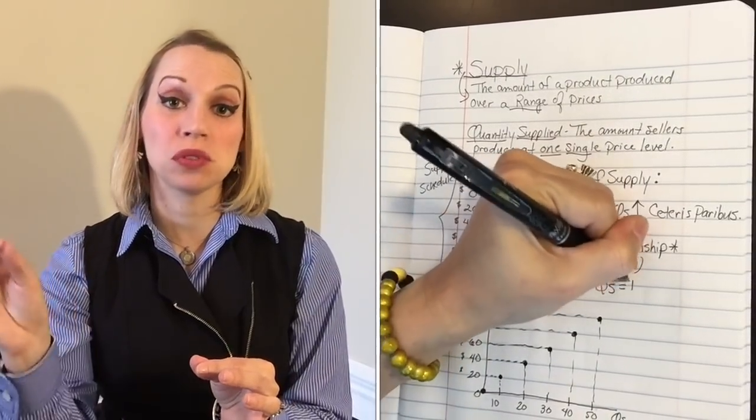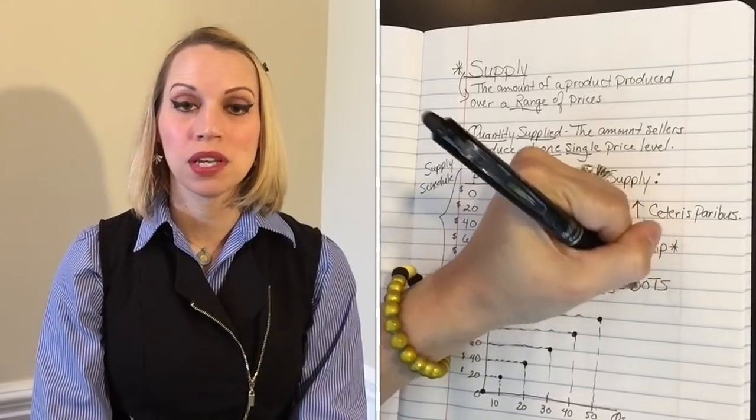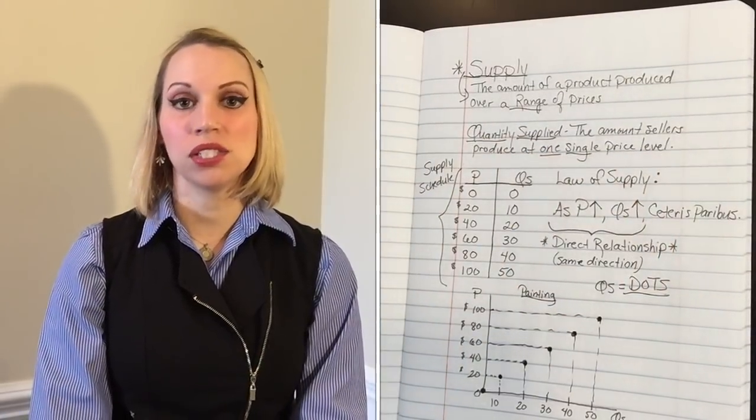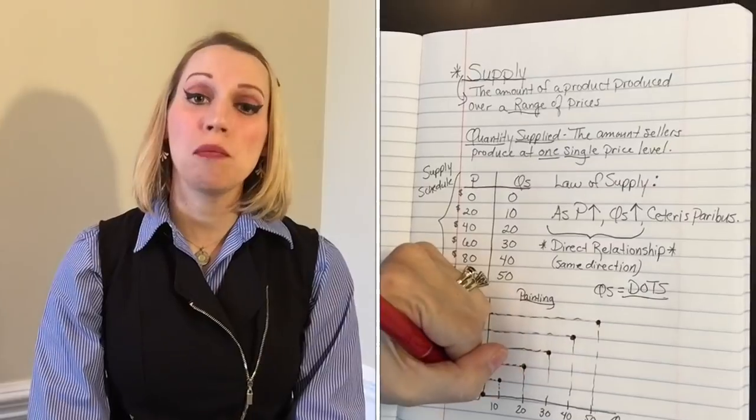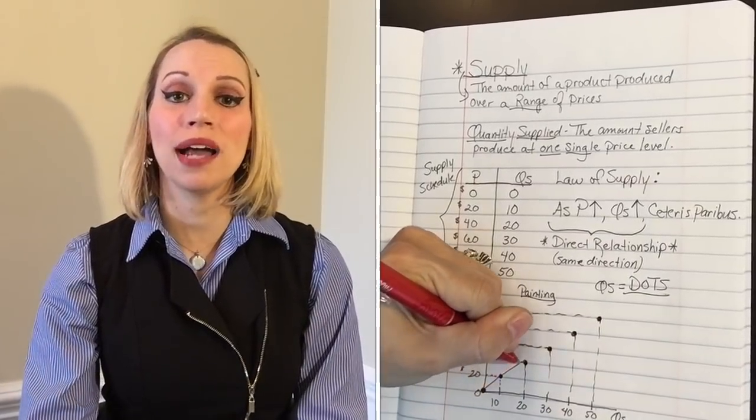We're talking about the individual dots on the line. Now when we connect those dots, notice that we have made our upward sloping supply curve.